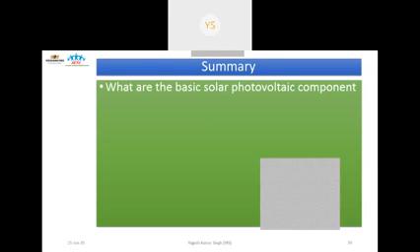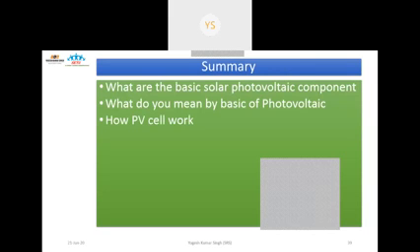We first covered the different types of photovoltaic components. The major components are the module, inverter, battery, charge controller, mounting structures, SCADA, and other things. The second thing we covered is the basics of photovoltaics, how PV works and how the PV cell works. Then we discussed the types of module technology. Basically, there are three different types of module technology available in the market: the monocrystalline module, the multicrystalline module, and the thin film module.